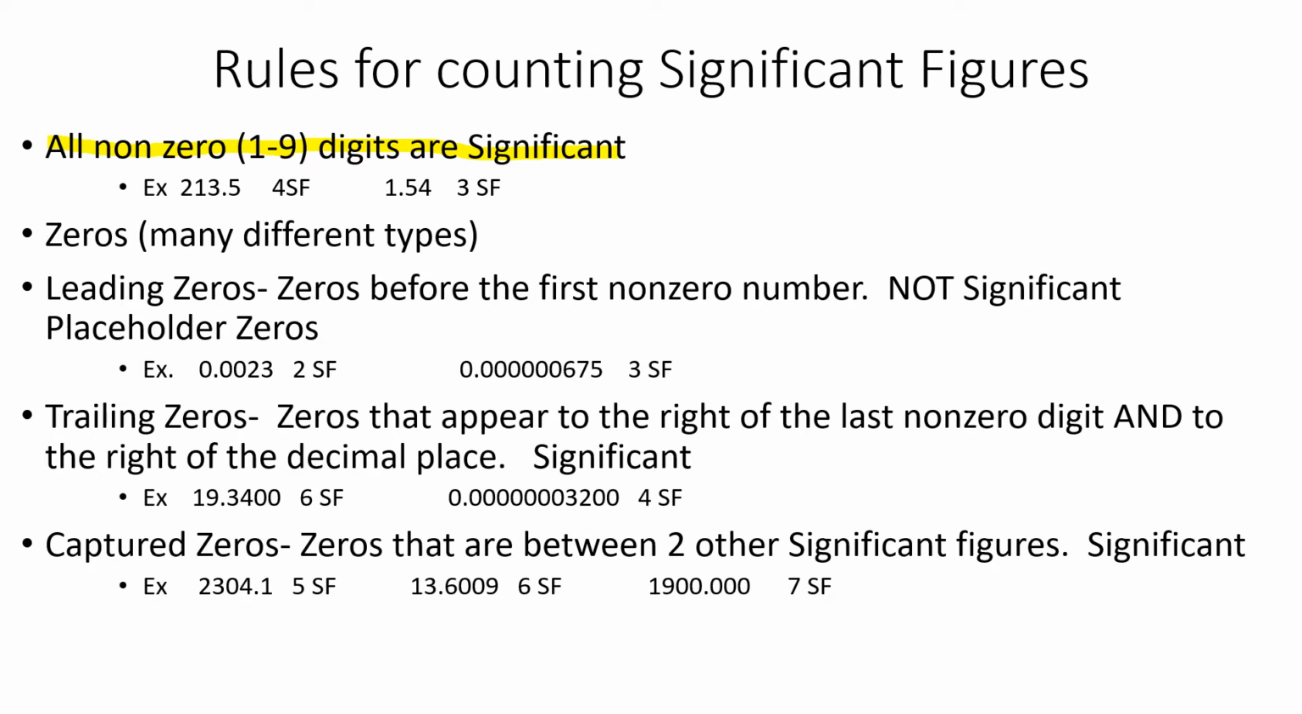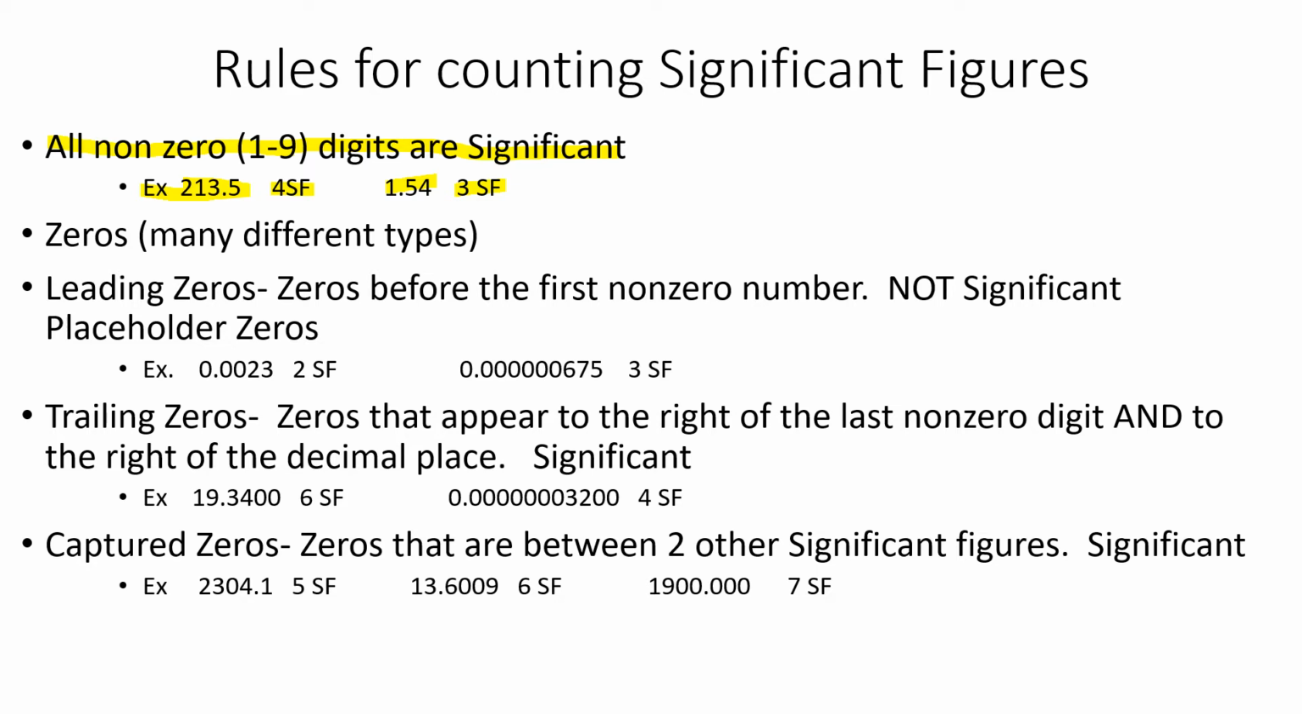For an example, if we look at the number 213.5, those are all non-zero digits. So this would have 4 significant figures in it. All of those would count as significant. In the number 1.54, all of these are non-zero digits. So we would have 3 significant figures in that number.